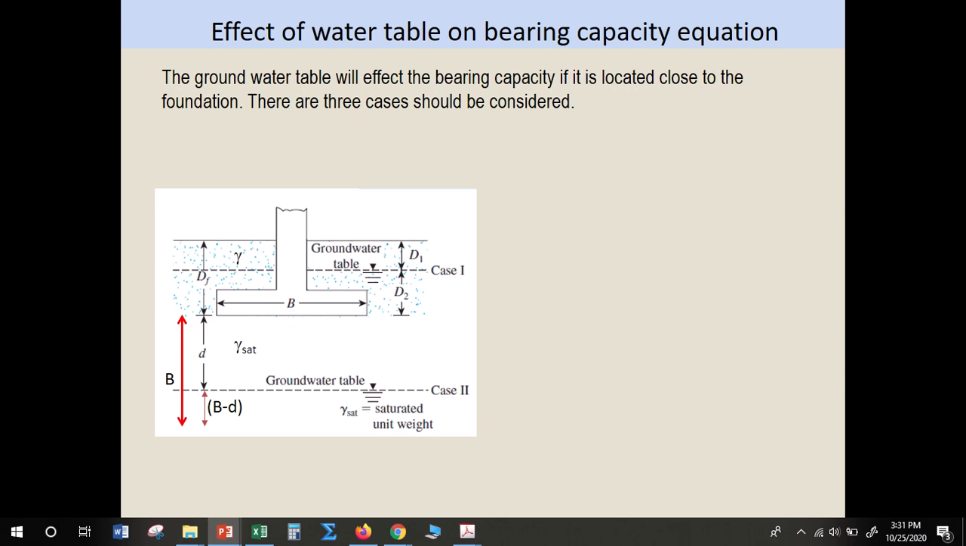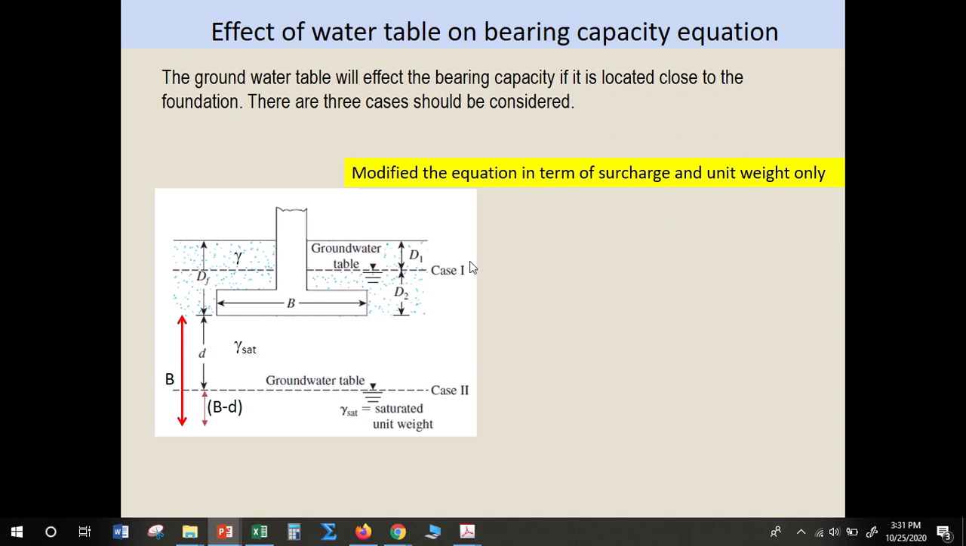Okay, effect of water table on bearing capacity equation. So if you refer to the previous example, there is no water table. The water table is located far from the ground surface. But what happens if the groundwater is close to the ground surface? In this case, you have to modify the equation in terms of surcharge and unit weight only.